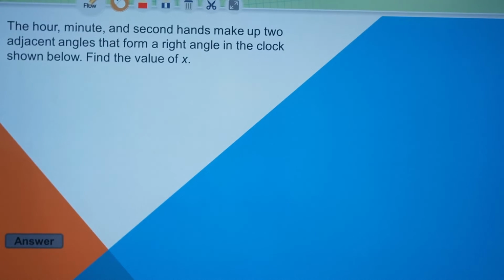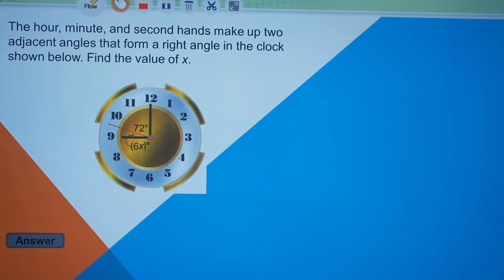I need you now to think about this question. Look at this question carefully and try to solve it. One minute for you to think about this question.